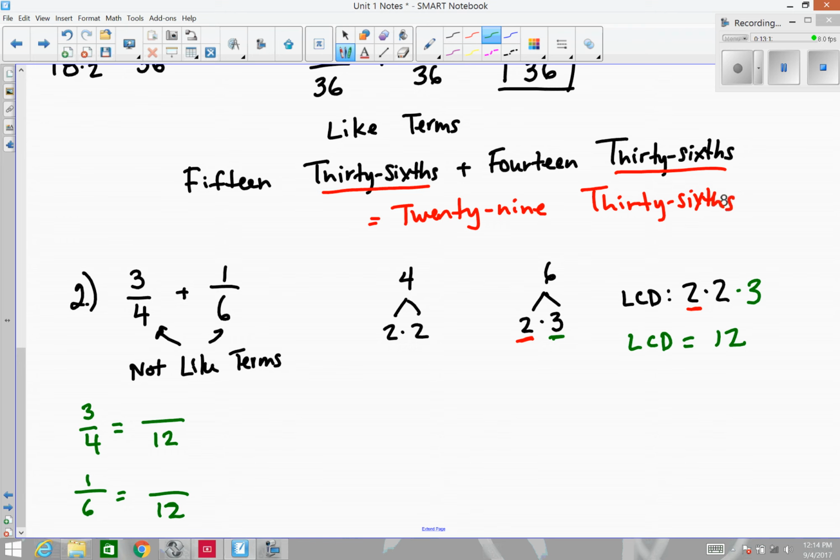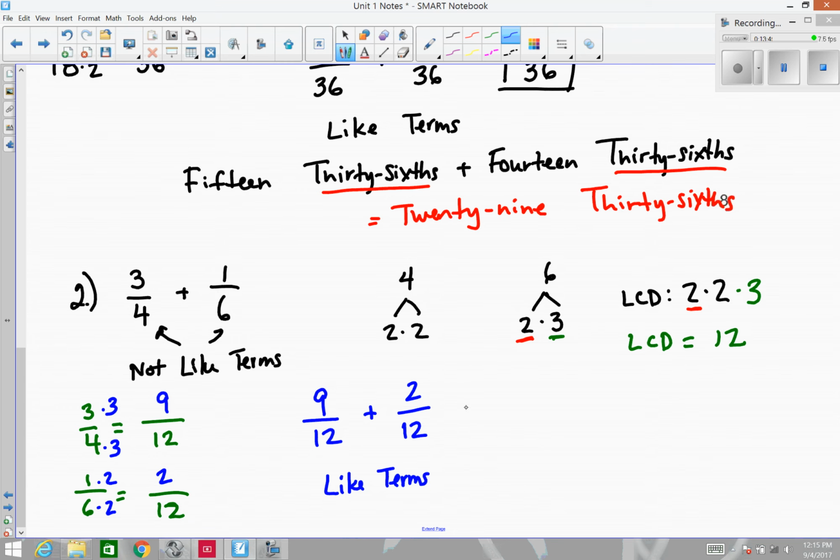To get fourths into twelfths, I would multiply by 3, numerator and denominator, giving me 9/12. To change 1/6, I'd have to multiply by 2, which gives me 2/12. So now I can say that I'm really adding 3/4, which is the equivalent of 9/12, to 1/6, which is the equivalent of 2/12, and now I have like terms.